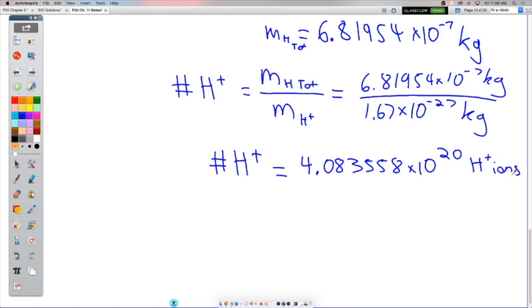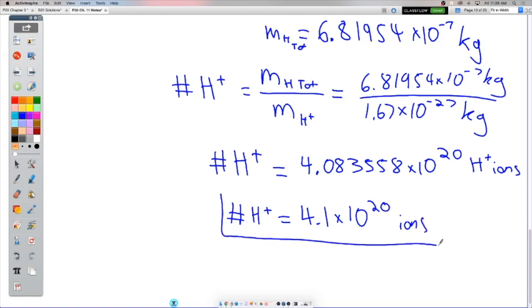Okay, but we do need to check our sig digs. That's our raw answer. We'll leave a bunch of sig digs now in case we need them later. But to the 2 sig digs that we were given, because the change in velocity of the engine, sorry, was 1 meter per second, the number of hydrogen ions would just be 4.1 times 10 to the 20 ions. Okay, and that would be our answer for part A.